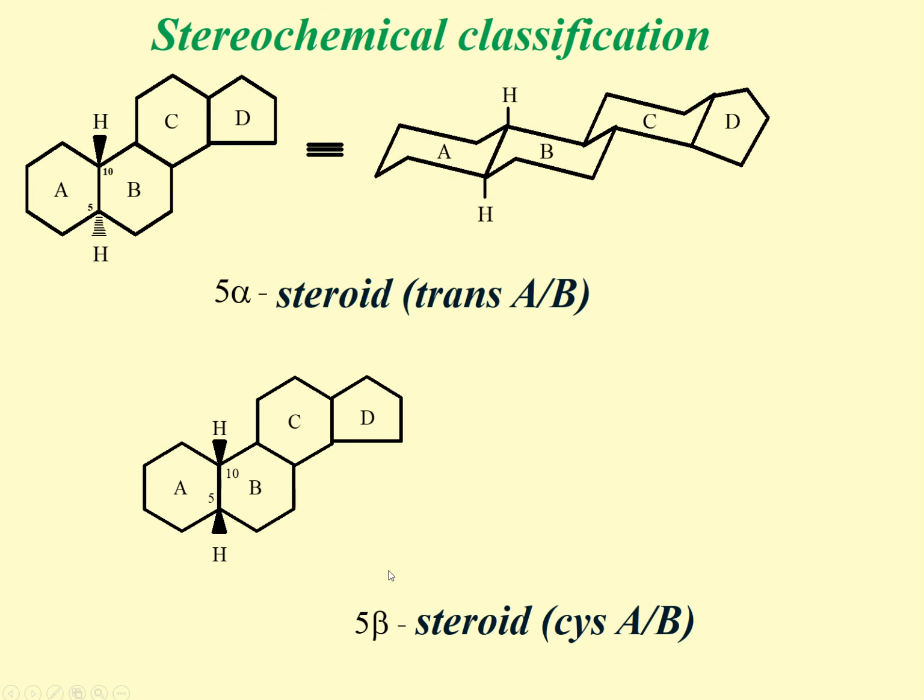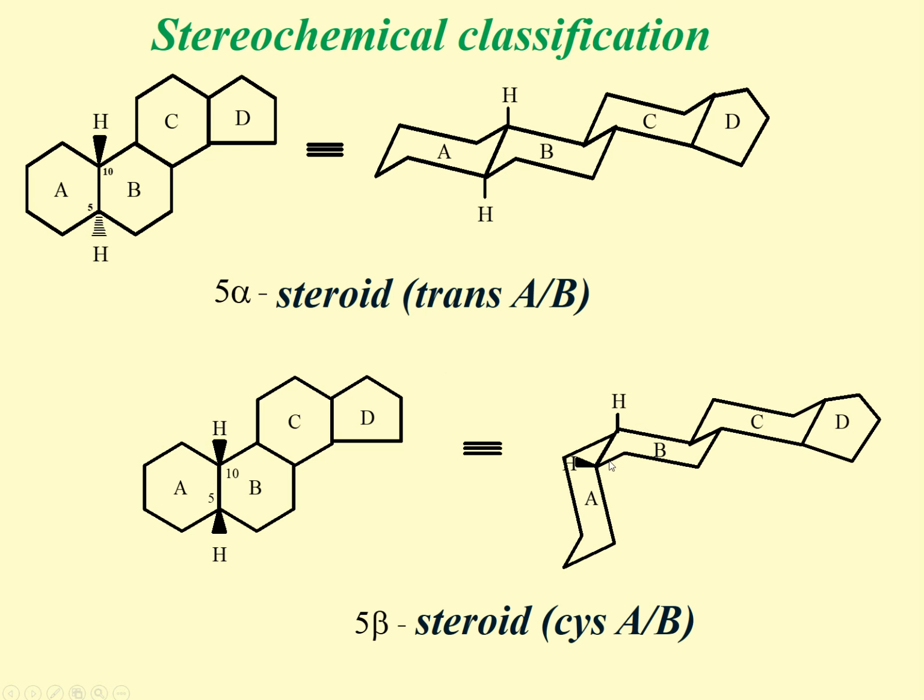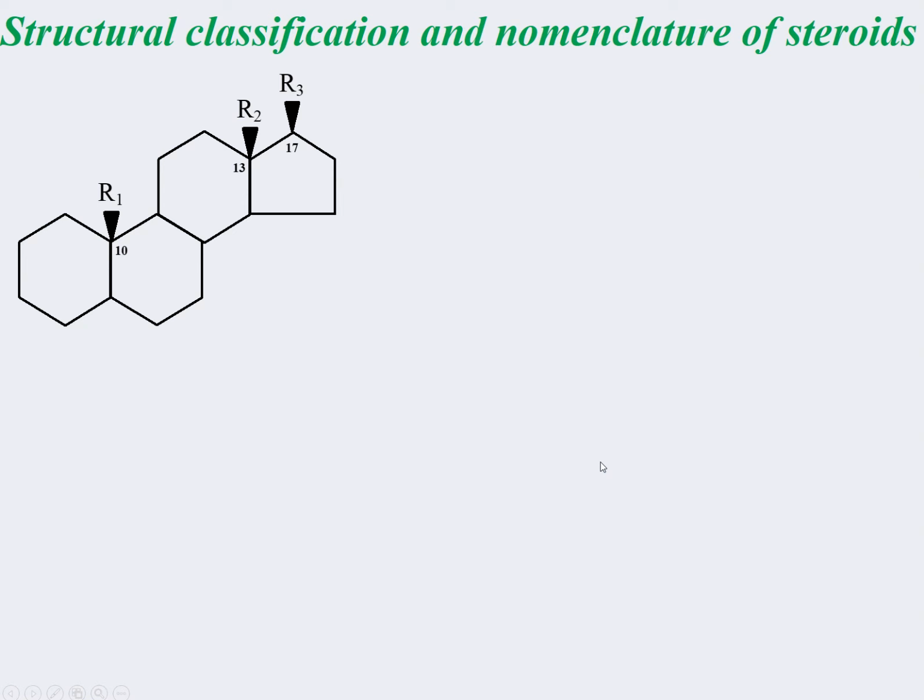Yes, and you need to see the correspondence between plane and chair conformations. Alpha steroids have axial hydrogen in angular position, and beta steroids have equatorial hydrogen in 5 position. Just for sure, we can name steroids based on gonane parent structure or even on perhydrocyclopentaphenanthrene.